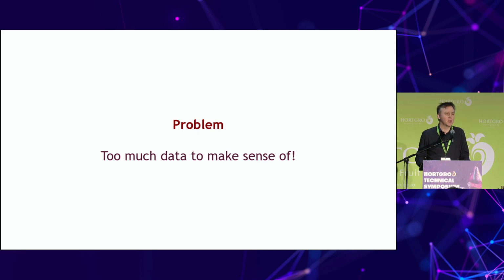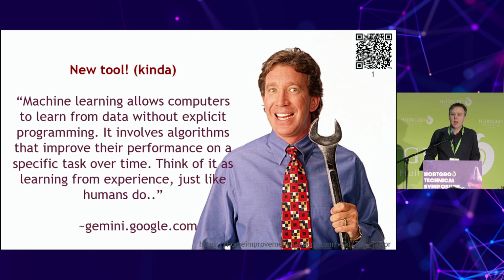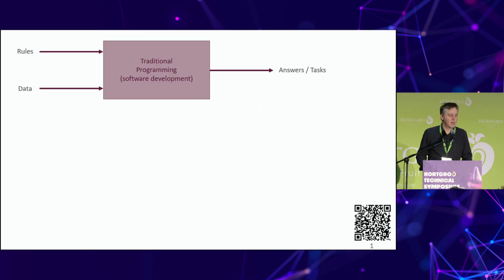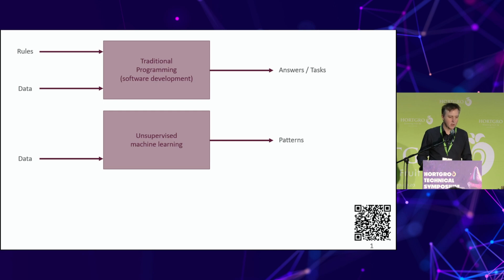But the problem is that it's just too much information. How do we make sense of all of this information? And now we have this new tool called AI, or machine learning, that allows computers to learn from data without explicit programming. And just to quickly explain the difference, when we create programs, we have a set of rules that we apply, or have a programmer apply to write code to solve a problem. And we feed data into that program, and it gives us answers.